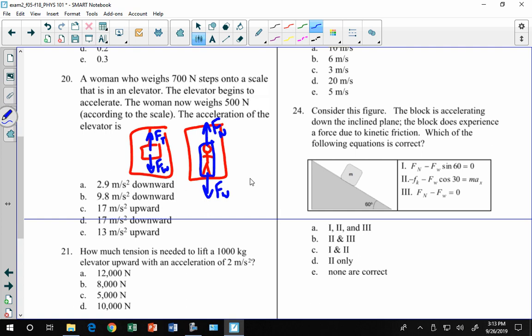So in this problem, it's different from what we did before because I know the weight is 700 and I know the normal force is 500 newtons. That's how much she appears to weigh, and I'm asked for the acceleration. Now, is she accelerating up or down? Down. Why is she accelerating down? Because she's losing weight. Yeah, because she feels lighter than she is.